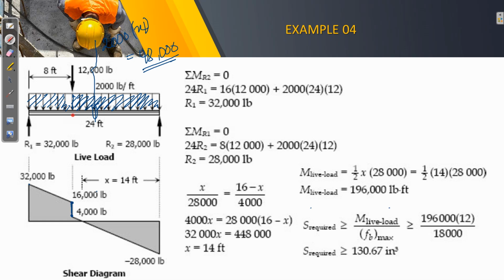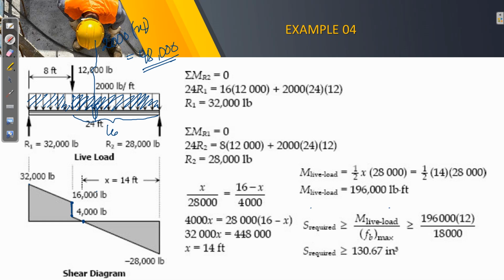And what is this dimension? So if this is 8, this should be 16. So therefore, 4,000, this is 2,000 times 16, 32,000. So therefore, 4,000 minus 32,000, that is negative 28,000. So your maximum is no longer at the midpoint.